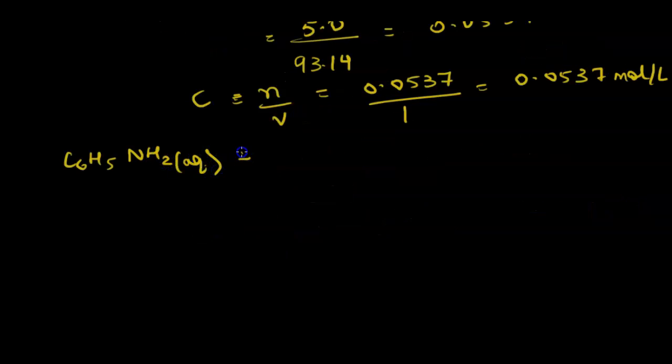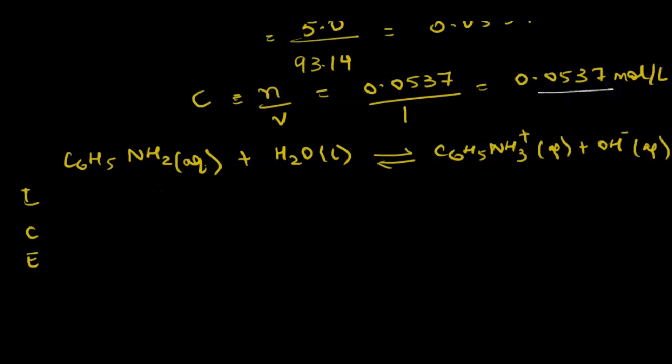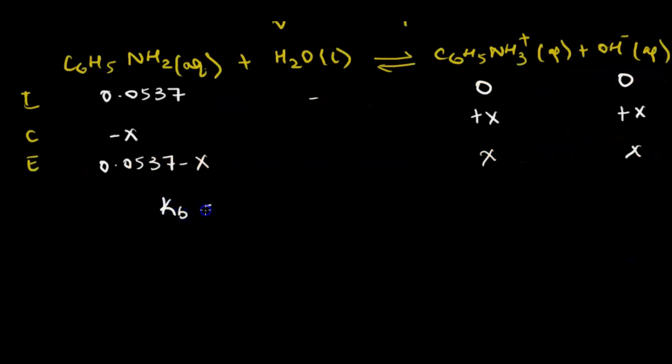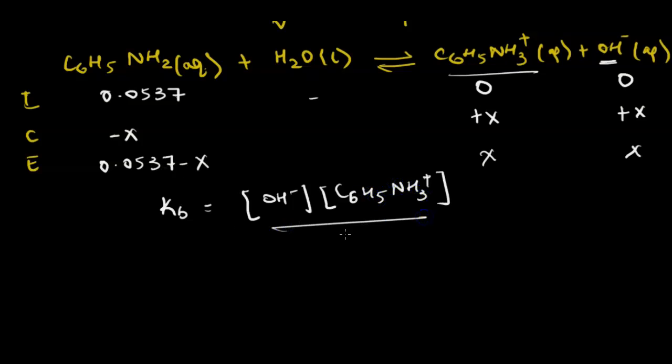We can write this equation again. Now for making the ICE table. So we have initial concentration 0.0537. This we do not have to consider. This is 0. This is also 0. For the changes, make sure the reaction is balanced, and it is a balanced reaction. So this is minus x, plus x, plus x. At equilibrium it is 0.0537 minus x, and this is x and x. Therefore, now our Kb equation would be equal to the concentration of OH negative ions times the concentration of C6H5NH3 positive divided by the concentration of C6H5NH2.